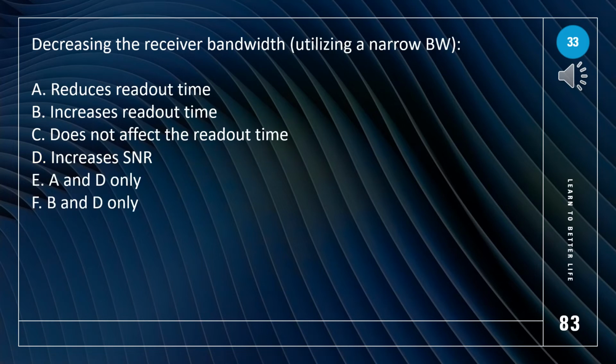Decreasing the receiver bandwidth. A. Reduces readout time. B. Increases readout time. C. Does not affect the readout time. D. Increases SNR. E. A and D only. F. B and D only. The answer is F. B and D only.